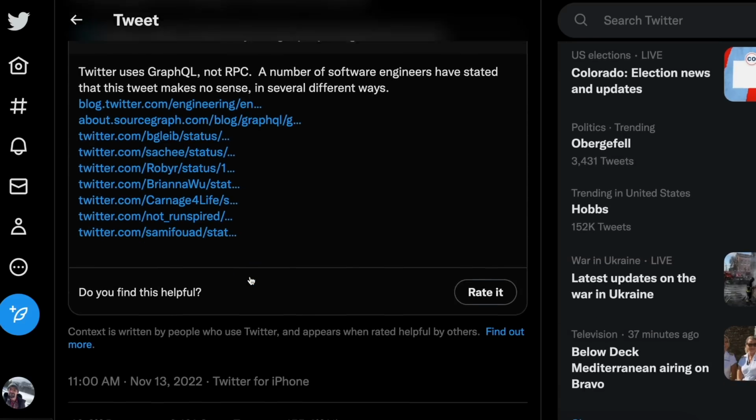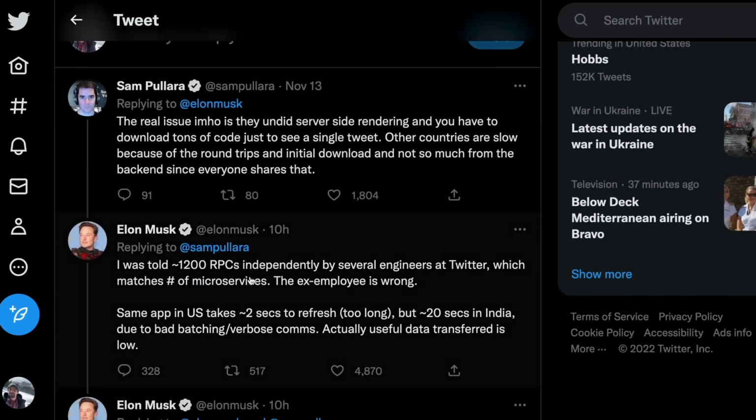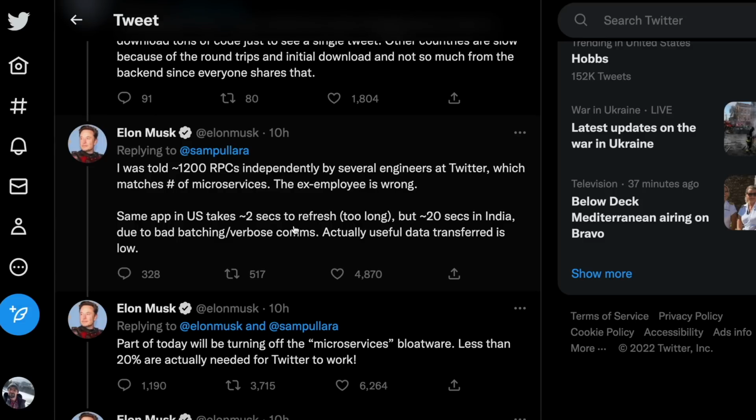Let's look at this tweet a little bit more in depth. One person responds with, you undoing server-side rendering, like that's probably more of the reason why it's causing some issues. He responds by saying he was told about 1,200 RPCs independently by several engineers at Twitter, which, by the way, I don't doubt that. The engineers probably did tell him that there's 1,200 RPCs. He also mentions there's 1,200 microservices.